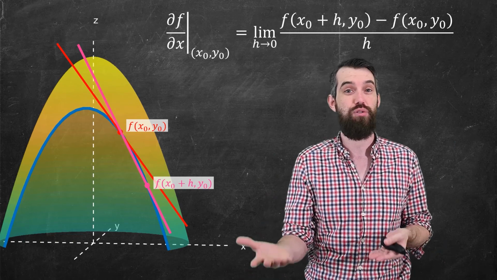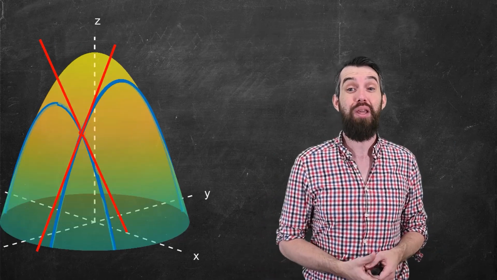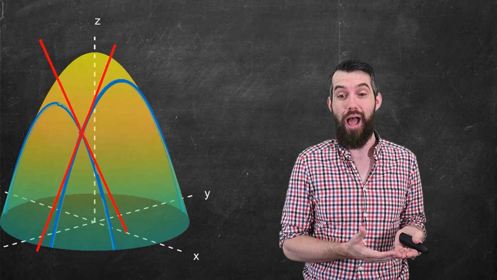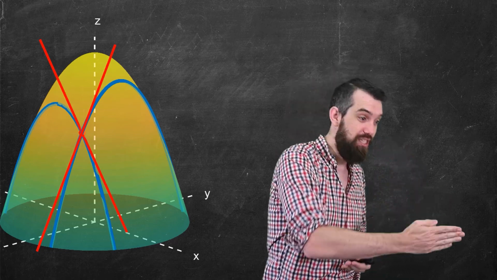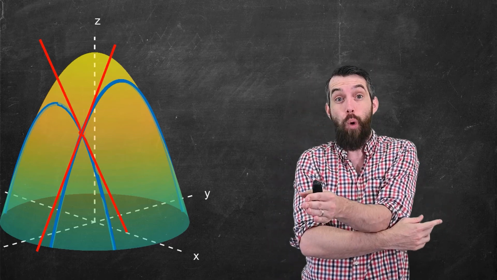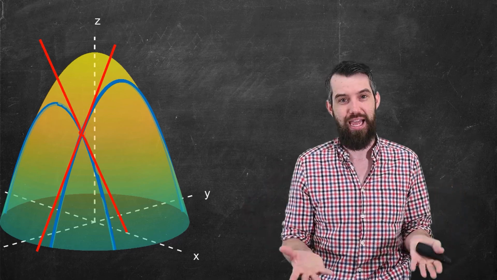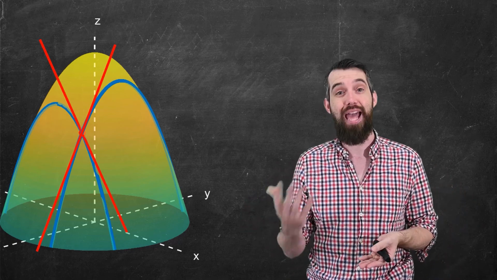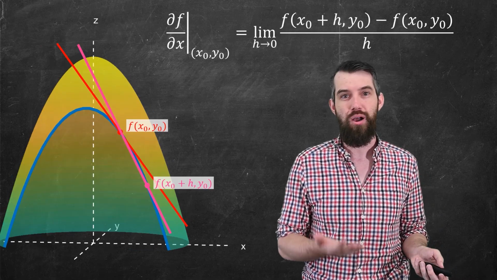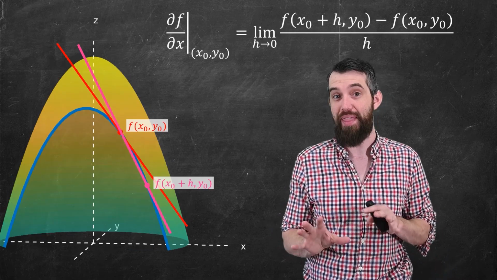I did this for the partial derivative with respect to x, but we have a partial derivative with respect to x and y. At your point x naught, y naught, you can slice with respect to x, and you can slice with respect to y. You get 2 different curves, they each have 2 different tangents. Those are the partial derivatives with respect to x and y, respectively. Okay, so let's go back to just focusing on the one with x.